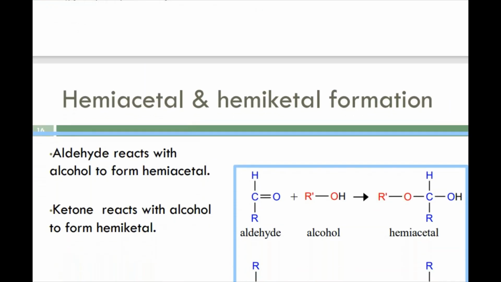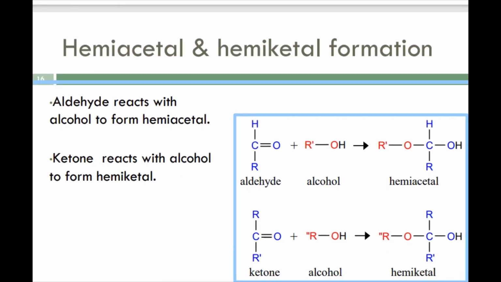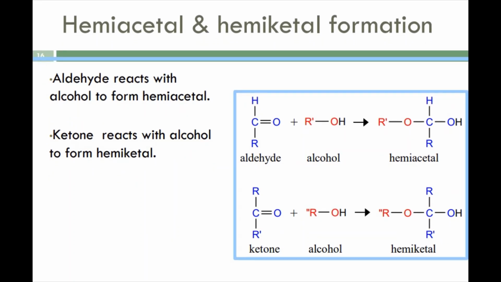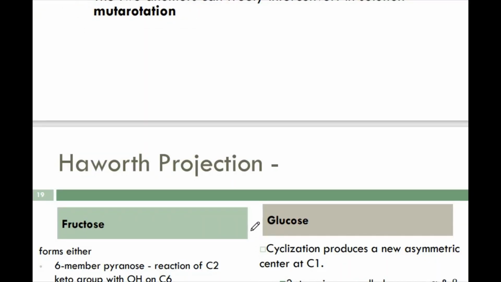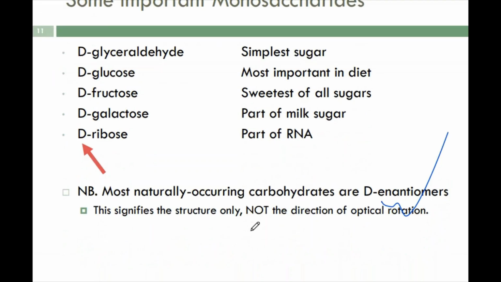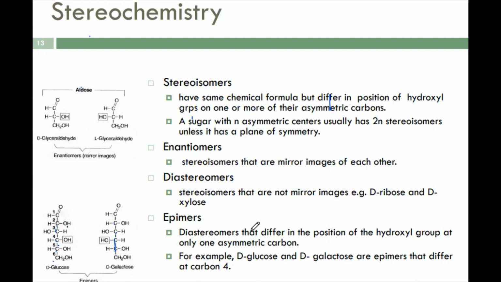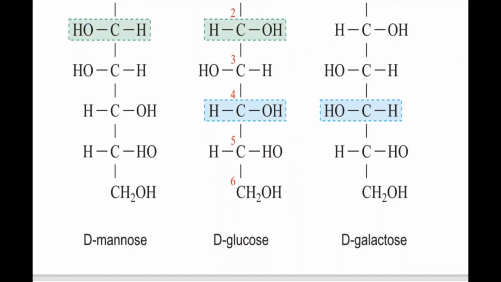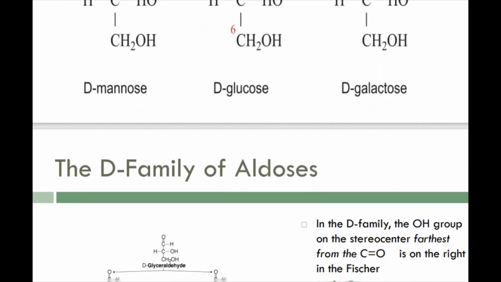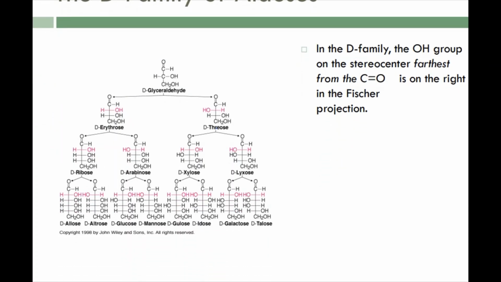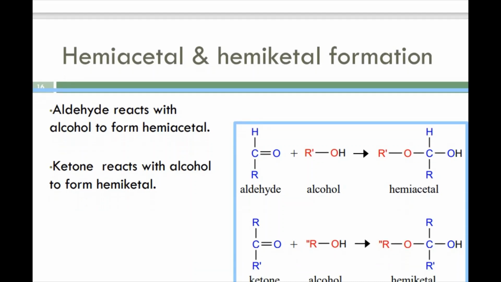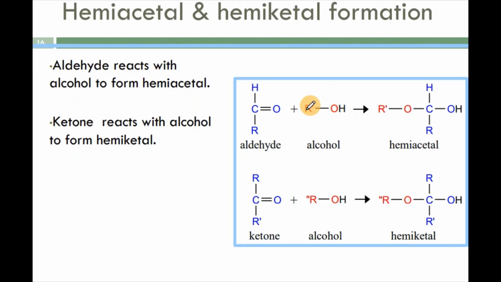Let's look at some reactions that sugars undergo, what they call hemiacetal and hemiketal. In the basic sense, if I have an aldehyde group and I add an alcohol to it, there's going to be a possible reaction. If I have an aldehyde and I add an alcohol, I'm going to form what we call a hemiacetal. If I have a ketone and I add an alcohol, I'm going to form what we call a hemiketal.